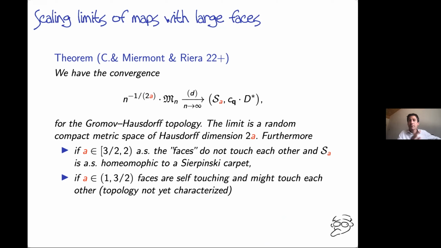And furthermore, the topology of this guy depends on the parameter a. If a is above 3/2, then it has the topology of a Sierpinski carpet in the sense that the holes, or the faces, we will come back to that in a minute, do not touch each other. And if a is below 3/2, then the faces of the map touch themselves and each other in the scaling limit. And the topology is different. We believe that the topology is an almost sure topology, but we have not characterized it yet.